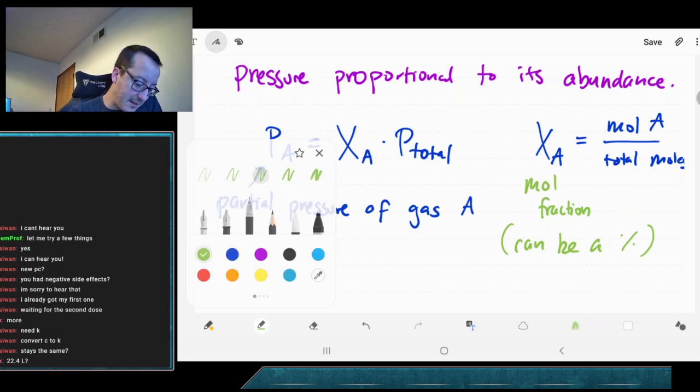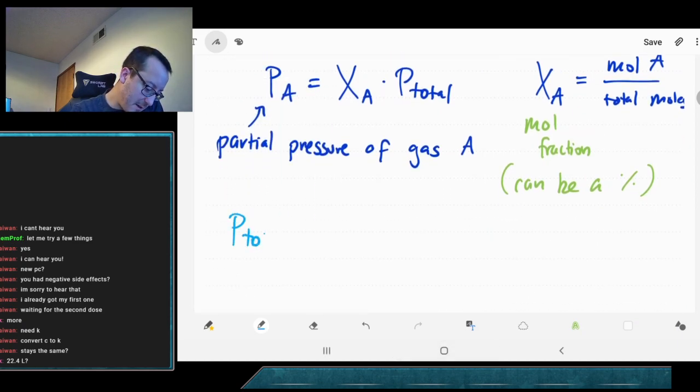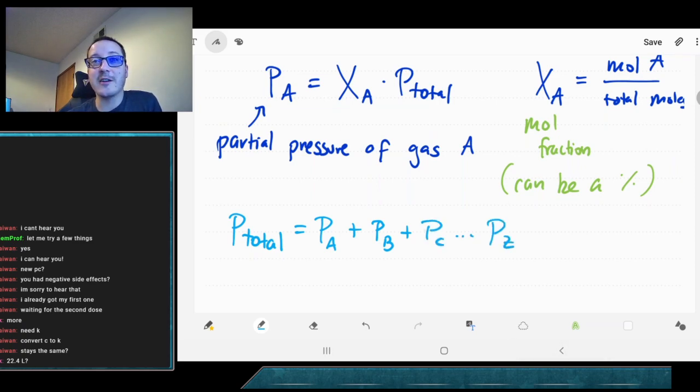And one last thing to throw out there is that the total pressure is going to be equal to the sum of the partial pressures of all the gases in your mixture. Whatever those all happen to be, if you only have 3 gases, their total pressure should be equal to adding all of their partial pressures up. So partial pressure is the pressure exerted by one gas within a mixture. Total pressure is all of those put together.